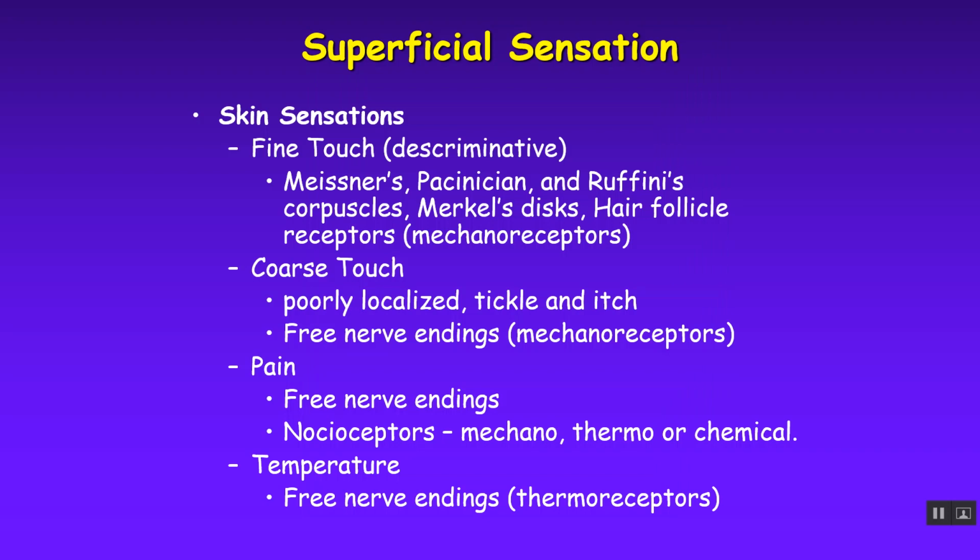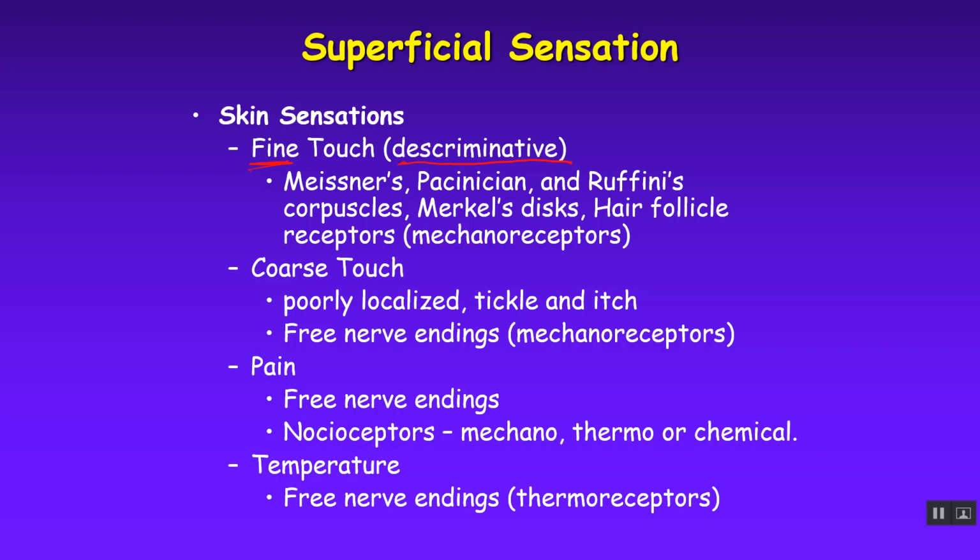Still on superficial sensations here. So these are the skin sensations. There are different terms used to describe things you feel on your skin. There's what's called fine touch or discriminative touch, okay? This is touch where, when somebody touches you, you can say, yep, I feel a touch and I felt it right there. And you can point to the exact location on your arm, on your leg, wherever somebody touched you. That's called fine touch, okay?